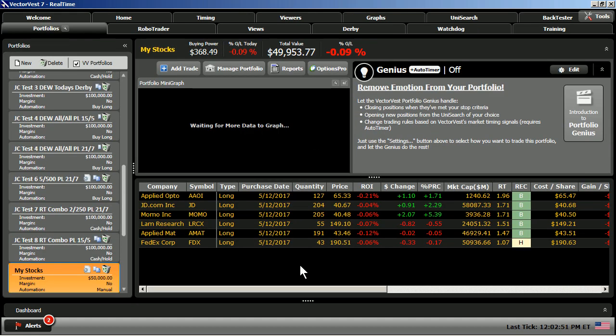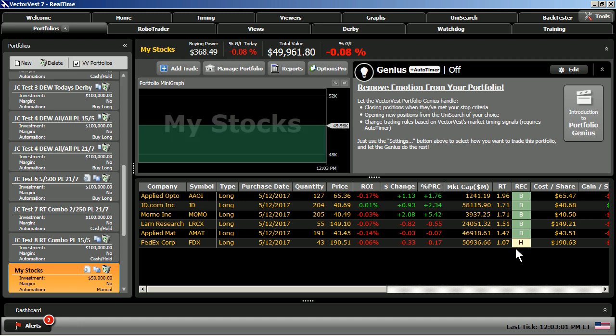Now that created this quickfolio from the moment I selected OK. All we're down is basically commission here. So notice that the RTs are still above 1. They have buy ratings with one hold at the bottom, FedEx. I'm going to come up here, click on Edit, and set automation now. I'm going to turn the Genius on so that it will alert me anytime a stock in my portfolio has its RT go below 1.